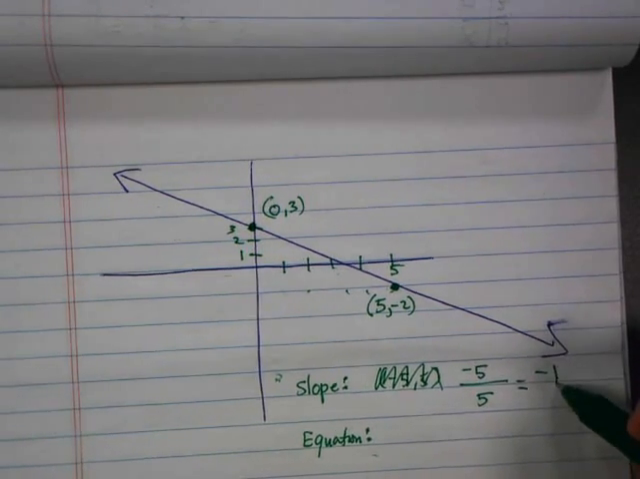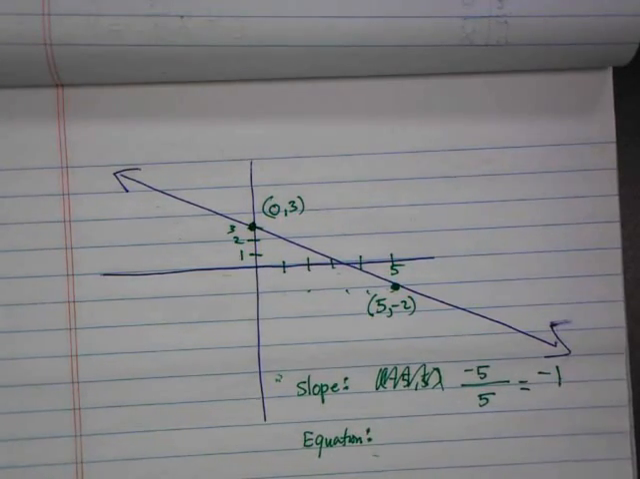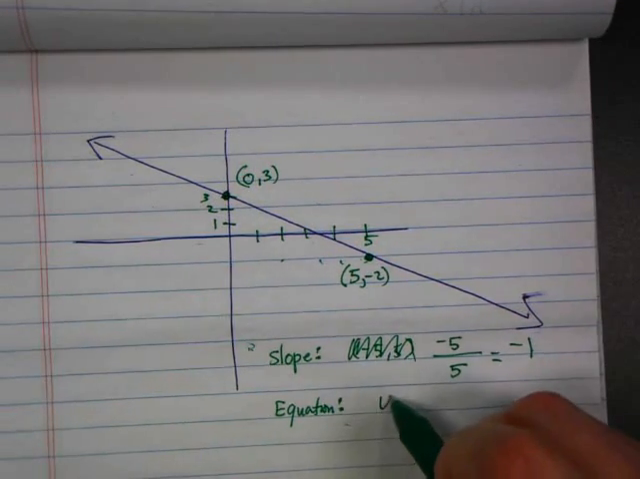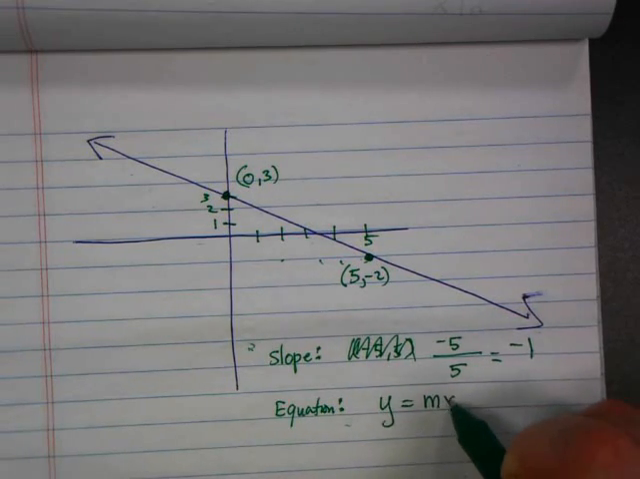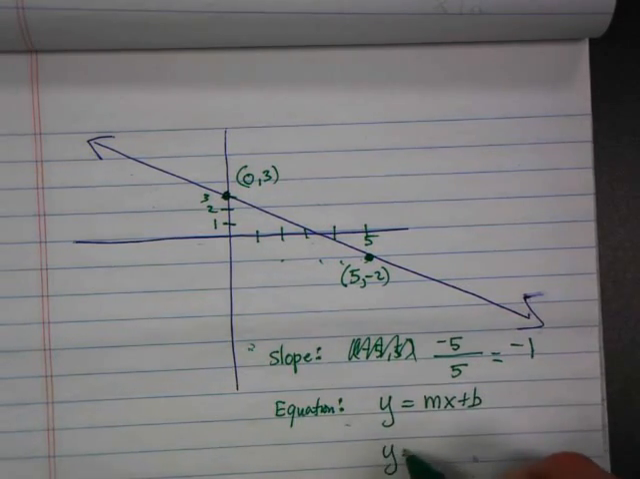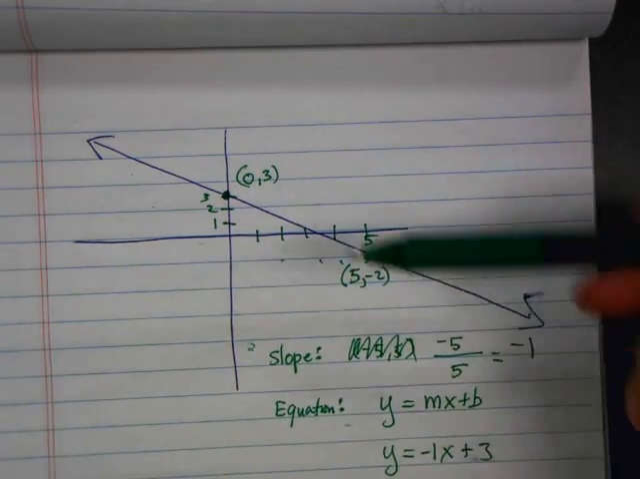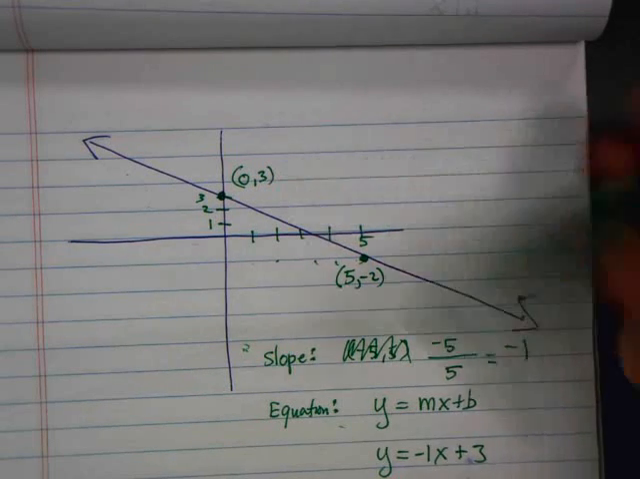You could, of course, use the little formula, y2 minus y1 over x2 minus x1. That would be fine. But if I'm given a picture, I like to just count. I think it's easier. In the equation, we would have y equals mx plus b. So y equals, what's your m number? Negative 1. Negative 1x. If you want to write it as a fraction, you can, but I would just write it as negative 1. Plus, what's the b number? 3. Because that happens to be the y-intercept.